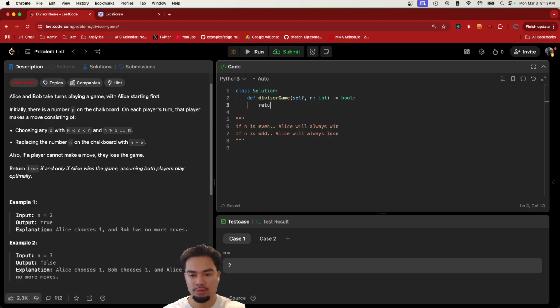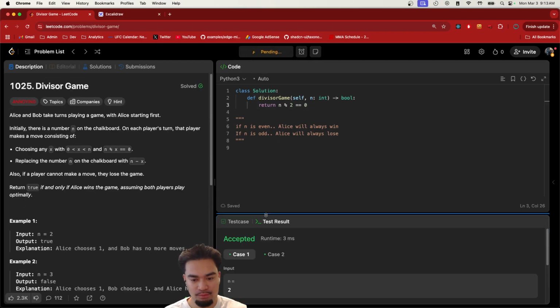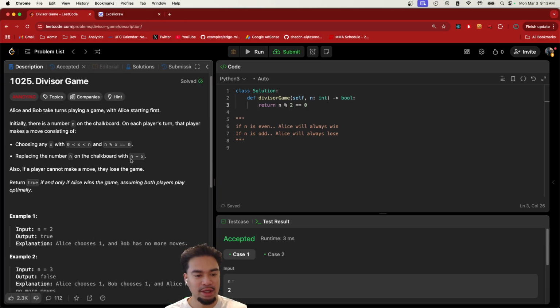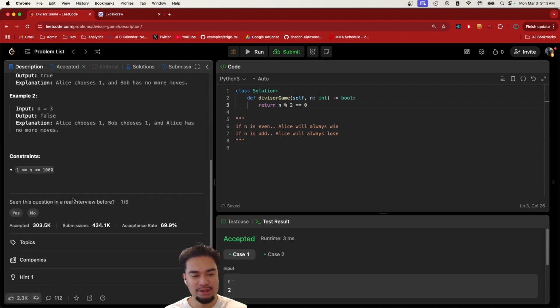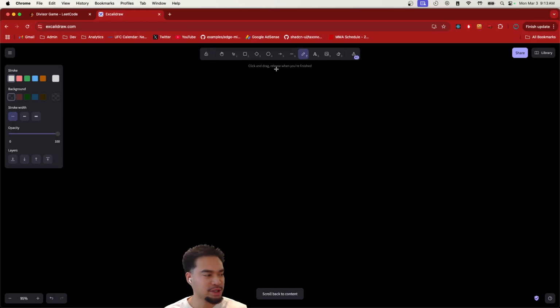So what that looks like is n mod 2 equals 0. So if n is divisible by 2 with no remainder, Alice wins. Right here, run that. See? Okay. That's why this question is kind of annoying. It's like a one line algorithm. And let me just quickly explain.